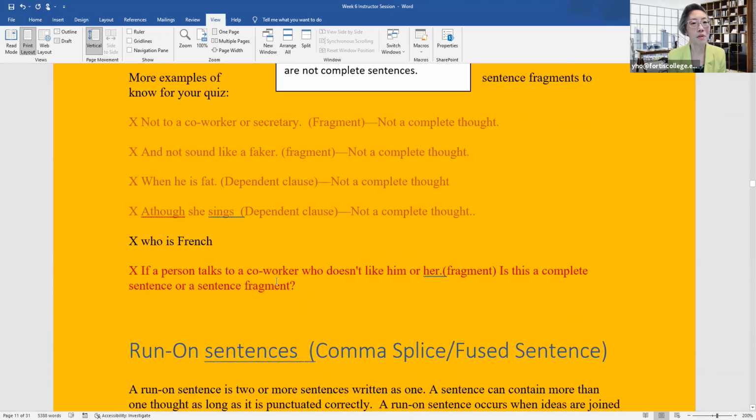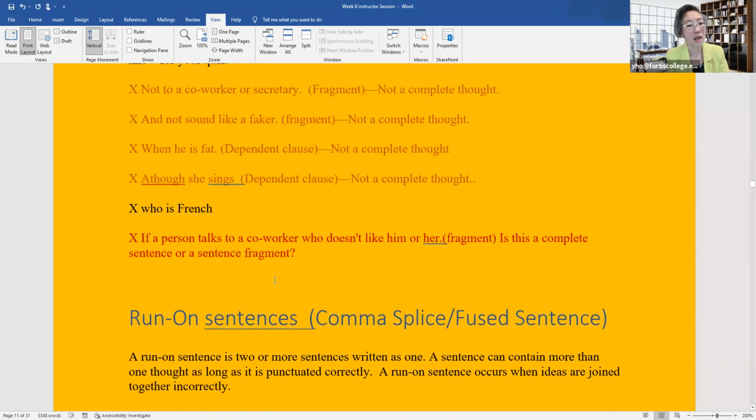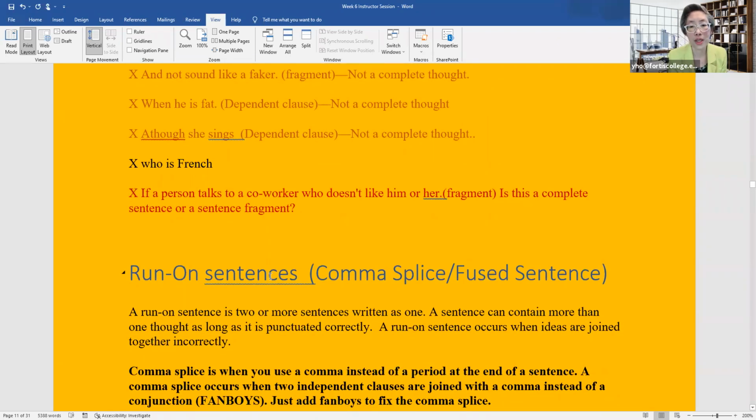So here are some examples of sentence fragments on your quiz. Not to a coworker or secretary, but that's a fragment. And not sound like a faker, that's a fragment. When he is fat, then it's missing a complete sentence. What about it? What about when he is fat? Although she sings, what about she sings? If a person talks to a coworker who doesn't like him or her, that doesn't express a complete thought, so therefore it is a sentence fragment.